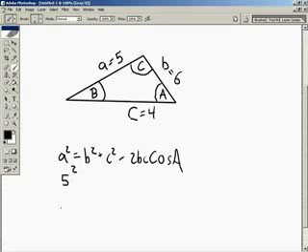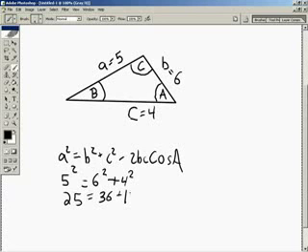Alrighty. And then the next line I would say 25, equals. What's b? 6 squared. And what's 6 squared? 36. Plus. What's c? 4. What's 4 squared? 16.